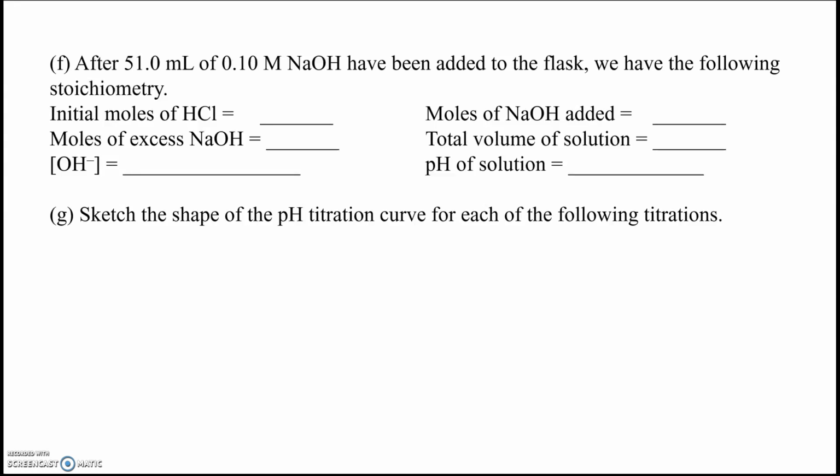All right? Now I go from 50 to 51 milliliters. I've added slightly more sodium hydroxide than I needed to neutralize the acid. So now I've got initially 0.005 moles, but now I'm 0.0001 moles in excess of hydroxide. So the total number of moles of sodium hydroxide I've added is 0.0051. The total volume of solution is 50 plus 51, or 0.101 liters. So my OH minus concentration is 0.0001 divided by 0.101. It gives me 0.001 molar. And that gives me a pOH of 3, but a pH of 11.